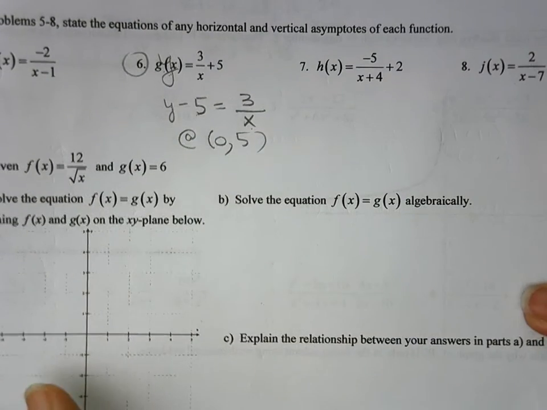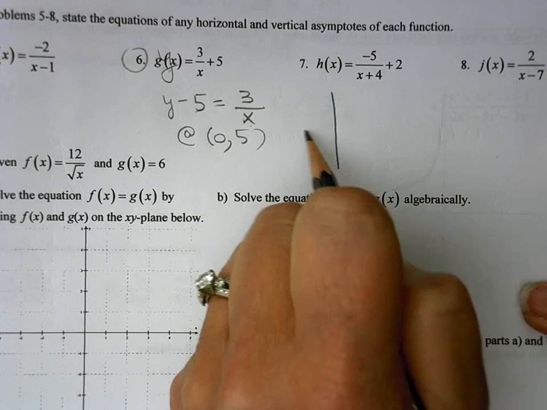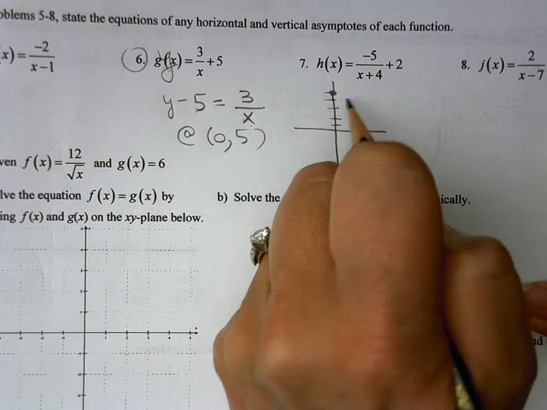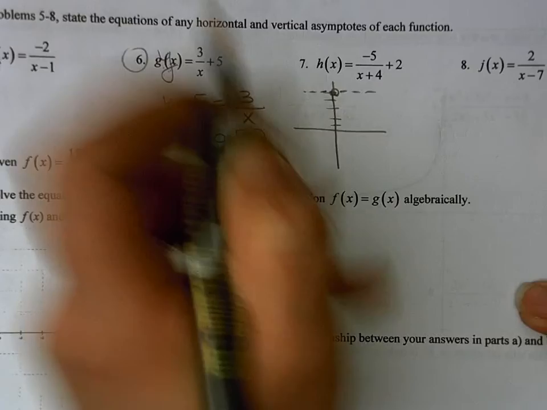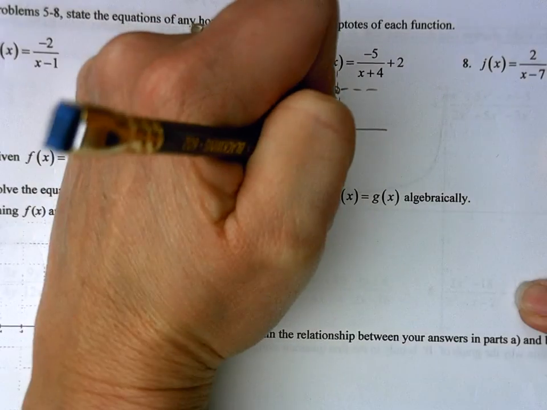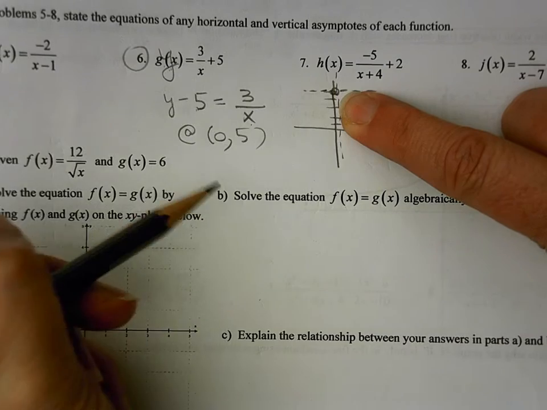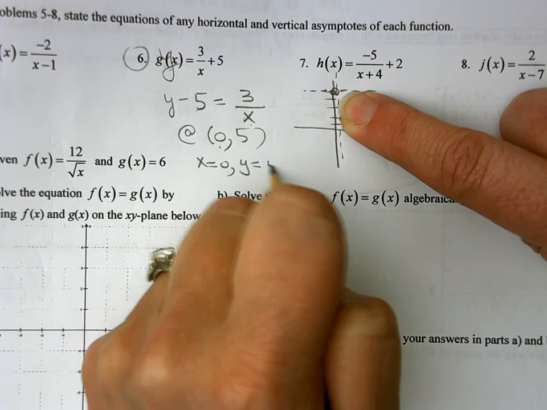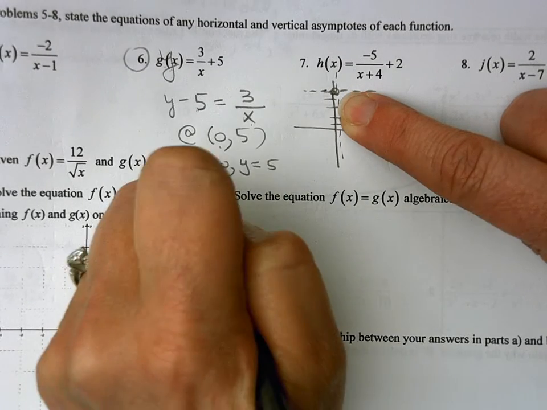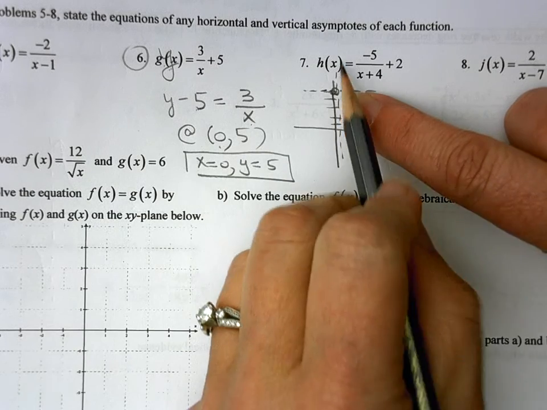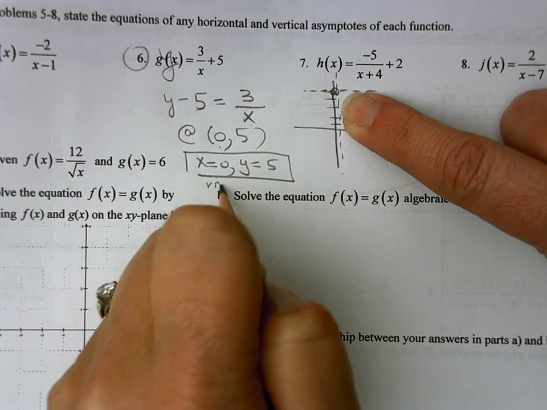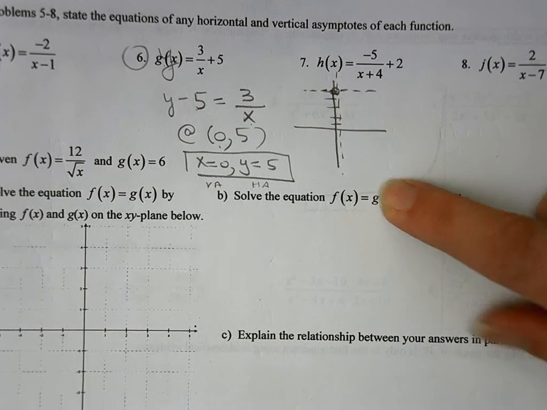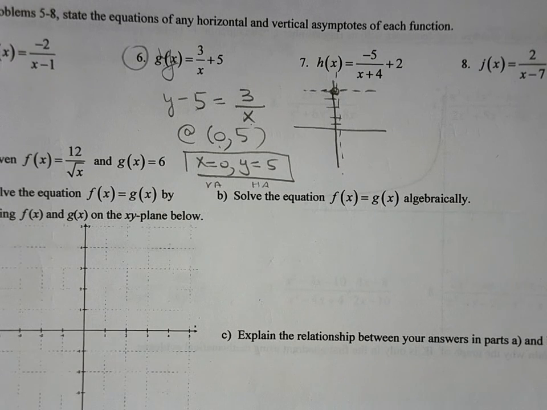So I don't need to graph it, but if I did graph it, I would have my start point here, which would be the intersection of my asymptotes. And so for that, I can see, okay, so my asymptotes are x equals 0 and y equals 5, right? And I can get that straight from my start point. So x equals 0 is my vertical, and then y equals 5 is my horizontal.